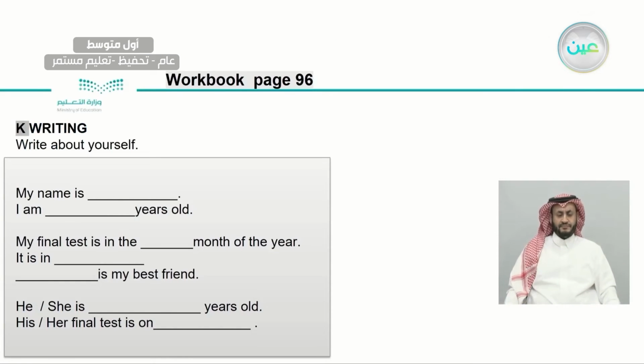Okay, let's go to your workbook, page 96. Open your workbook. At the very end of the book, page 96, letter K, write about yourself. So we finished writing the information form. Now we are going to write about ourselves. Imagine you are introducing yourself maybe to your teacher. It's your first day and they ask you to write about yourself. What are you about to say?